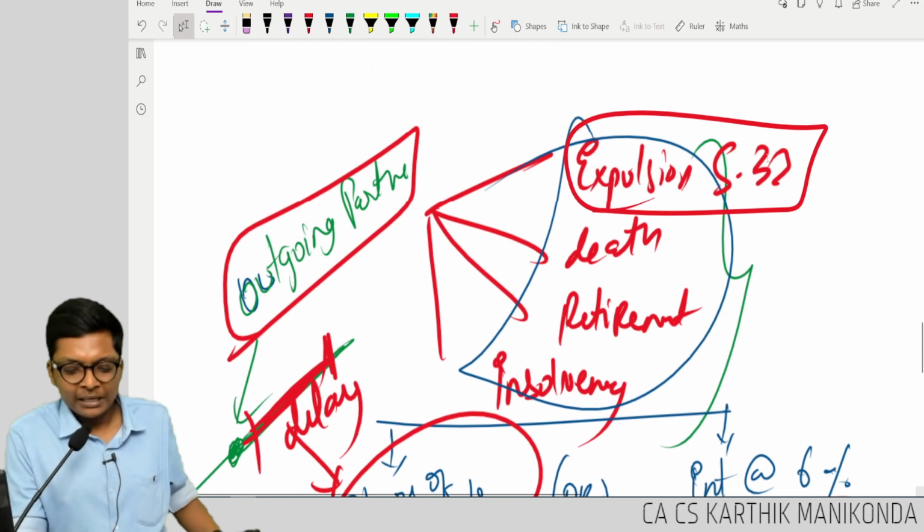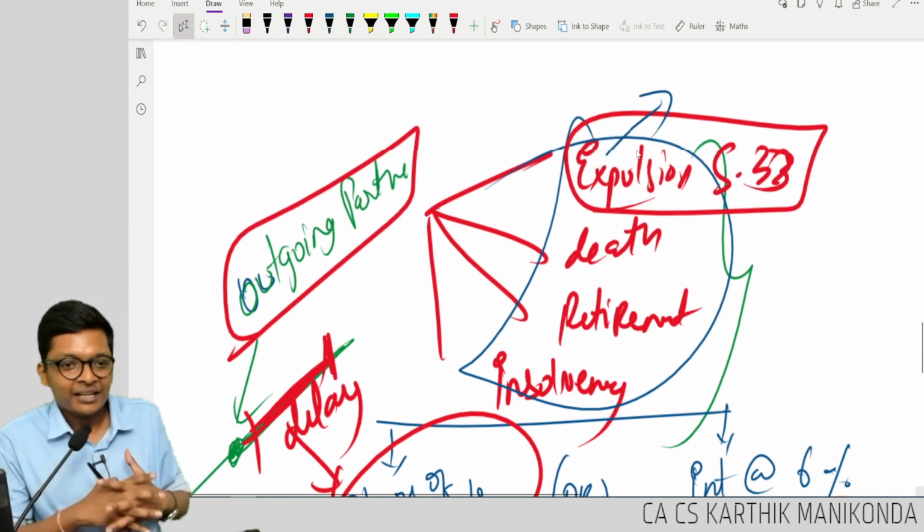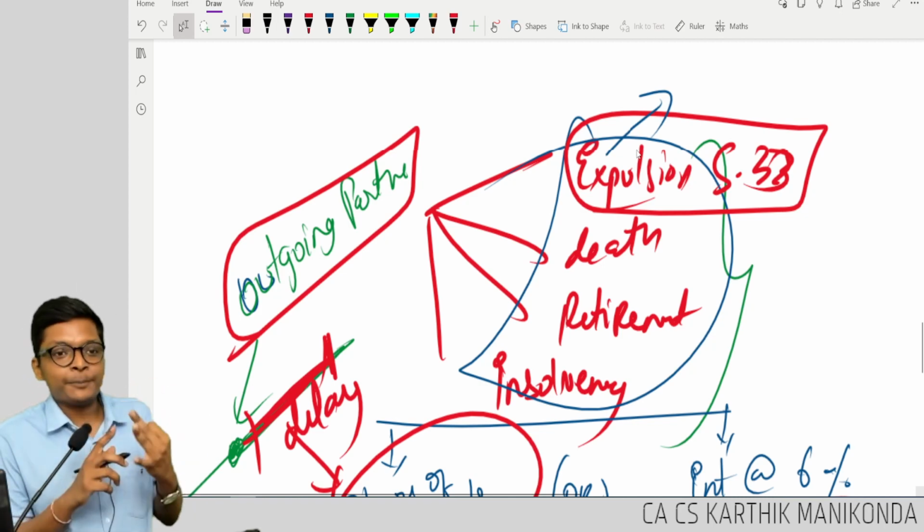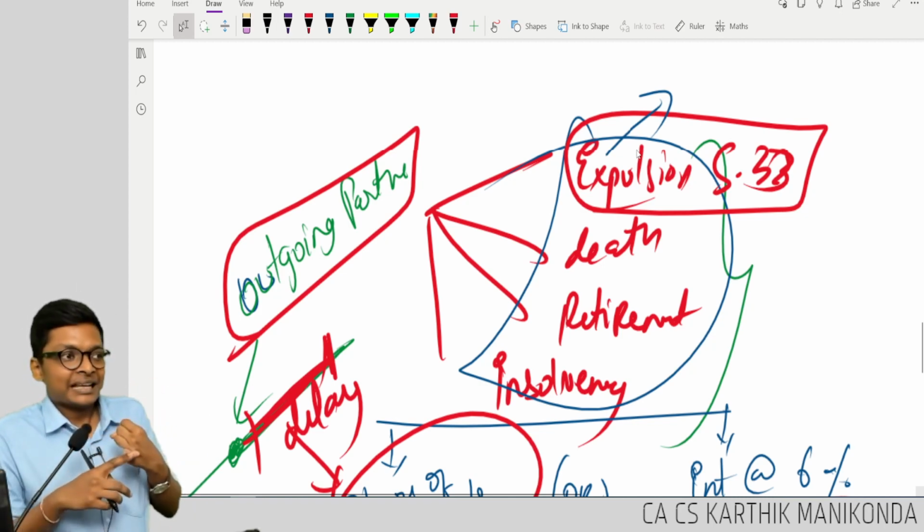Okay. Expulsion, Section 33. This also we know. Examiner's favorite question. They will tell two partners, husband and wife, are fighting. Can you expel them? No. To expel the partner, there are three important conditions. There should be a majority of the partners.